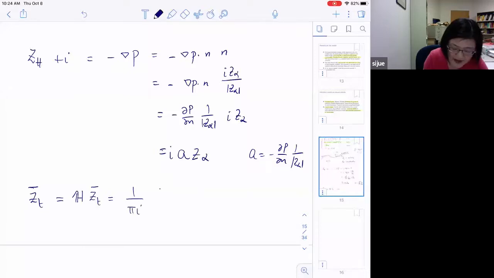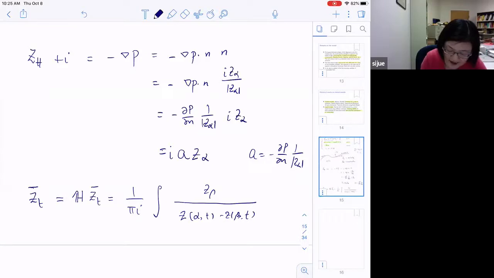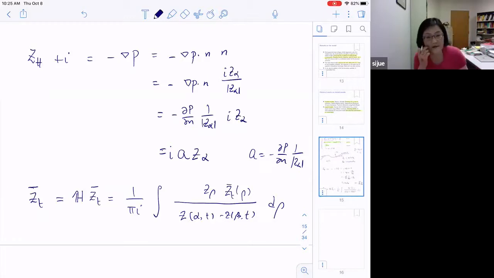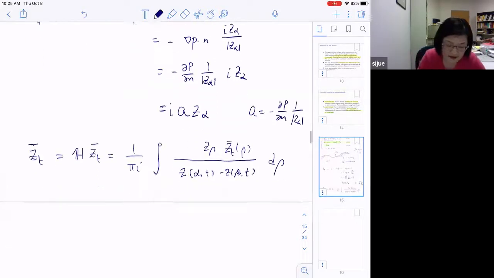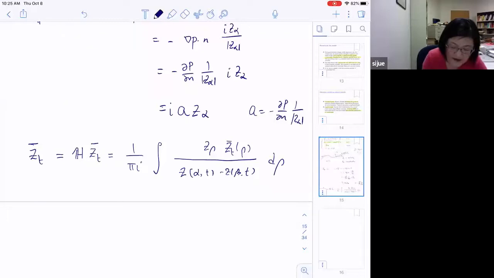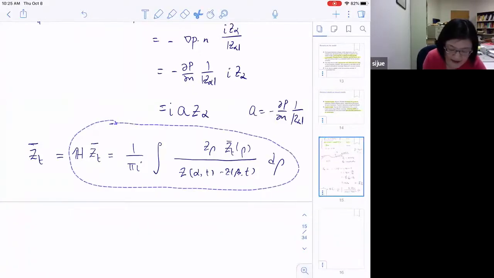Okay, the Hilbert transform, let me just define it here. It is 1 over pi i, so this is like twice the Cauchy integral, of 1 over z(alpha, t) minus z(beta, t), acting on z_t(beta), d beta. Okay, so that's how it reads. So this is a Hilbert transform. I should probably really write it separately, instead of writing this.